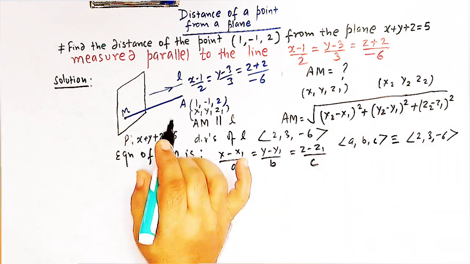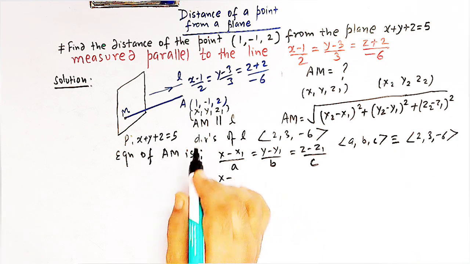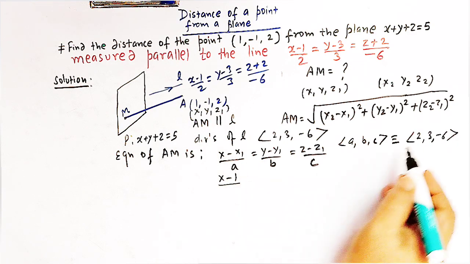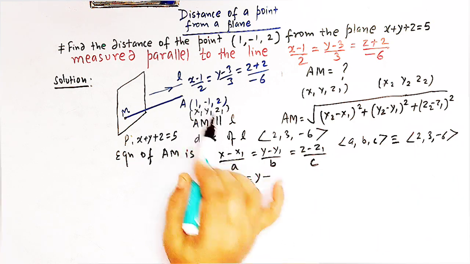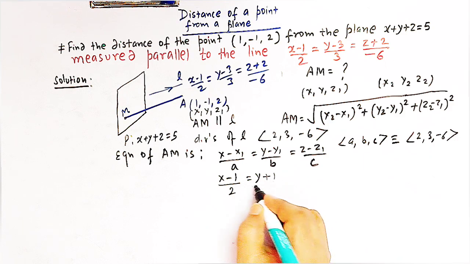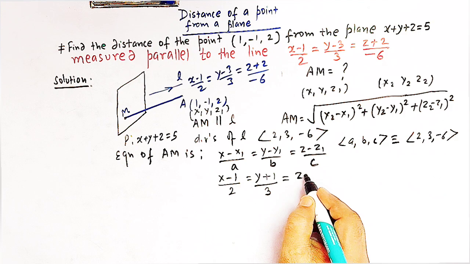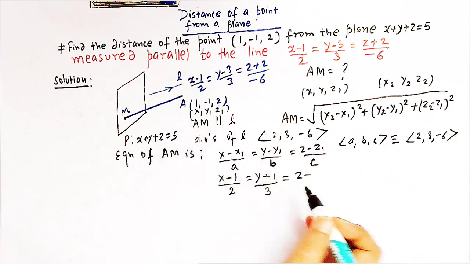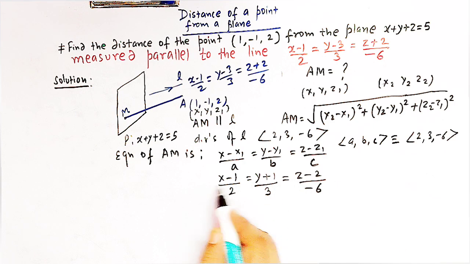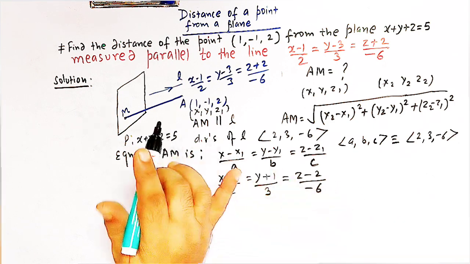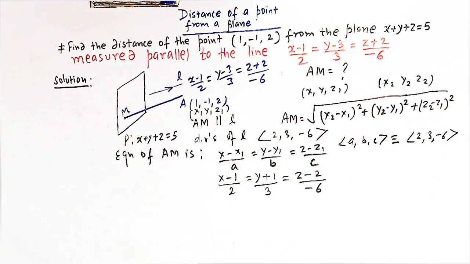So now the equation of this line AM is given by (x minus 1) over 2. Then we have (y minus, y1 is minus 1), so here we have (y plus 1) over 3, since b is 3. And here we have (z minus z1), z1 is 2, and c is minus 6, right? So this is the equation of AM, which is parallel to the given line L.